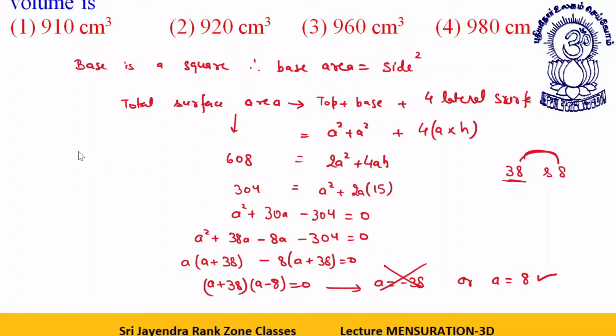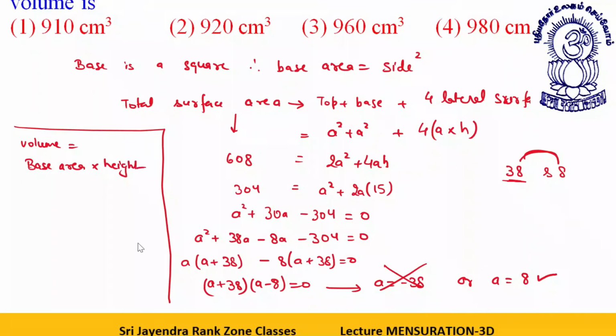Now you have got this. Now what is the volume? The volume is base area into height. What is the base area now, my dear students? Base is a square, so base area will be a square into the height h. A is calculated as 8, so 8 into 8, and what is the height? The height was 15, that was given in the question.